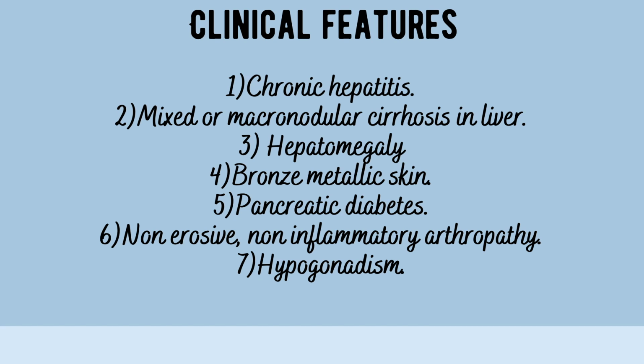So now what are the clinical features you are going to observe? In the liver, chronic hepatitis will be there. Mixed or macronodular cirrhosis you can observe in the liver, mainly macronodular, but mixed can also be there. Hepatomegaly, a swollen or enlarged liver, will be there. Bronze metallic skin. Why? Bronze colored skin because of deposition of iron.